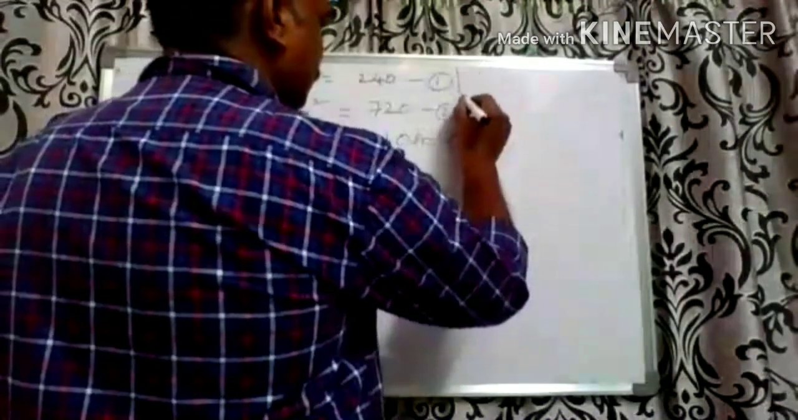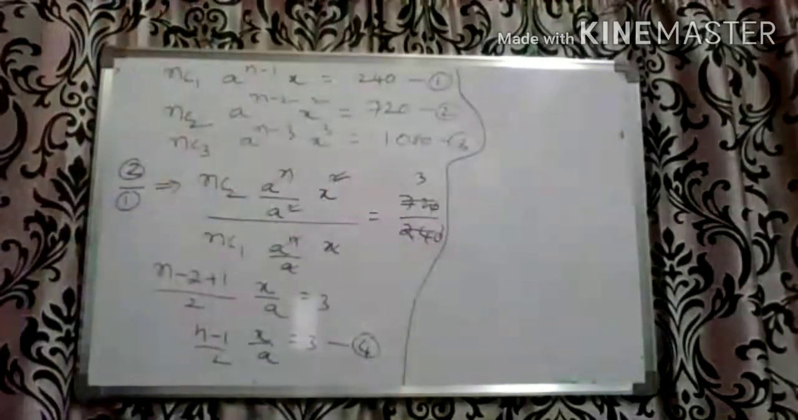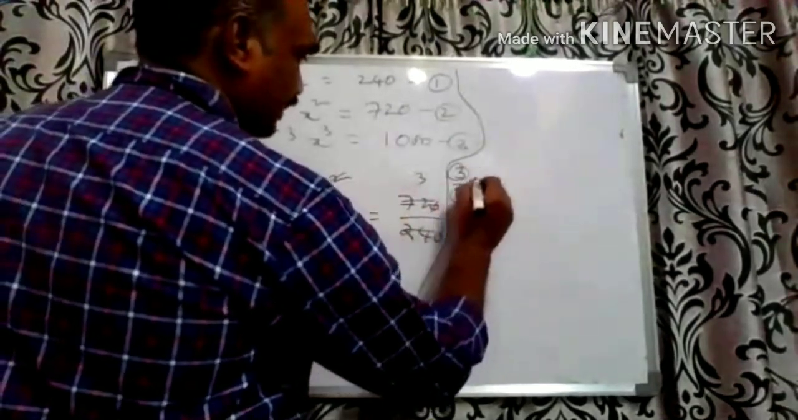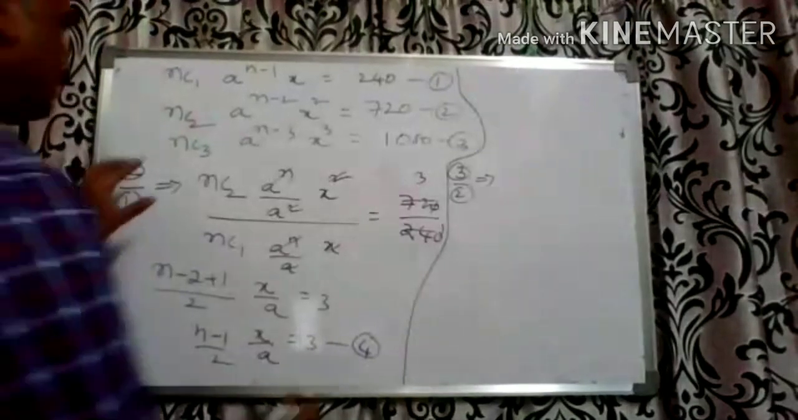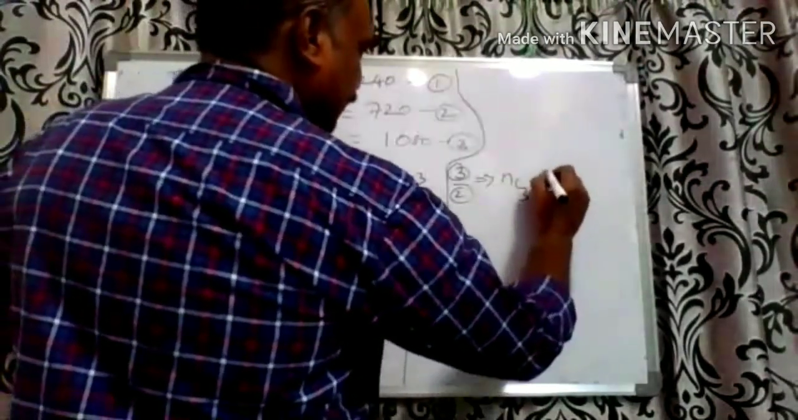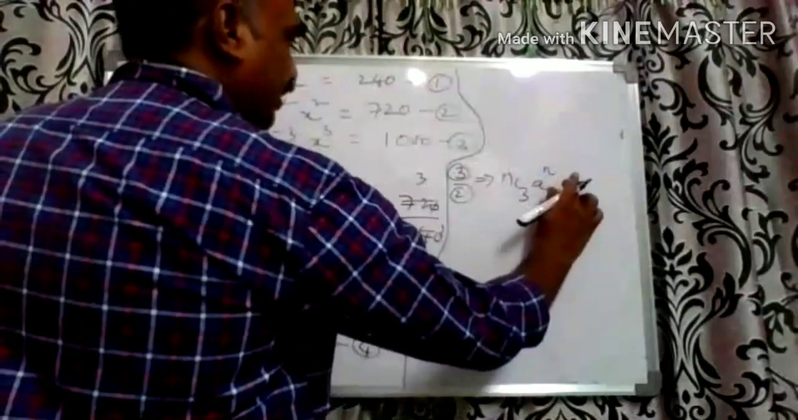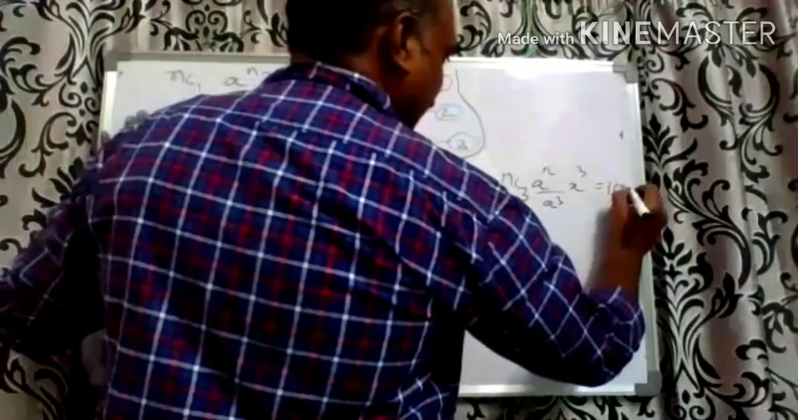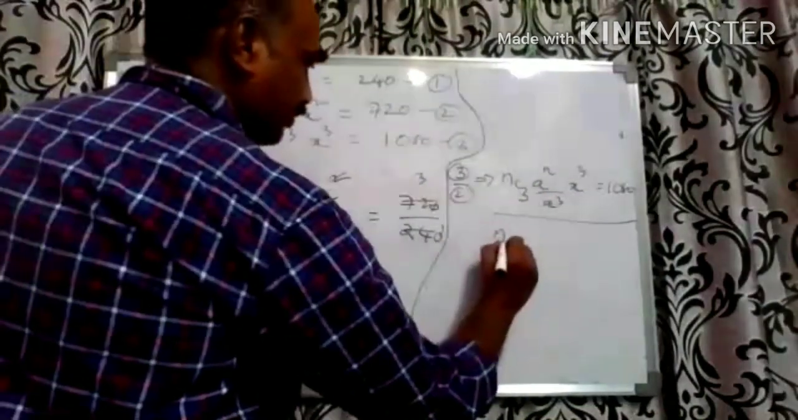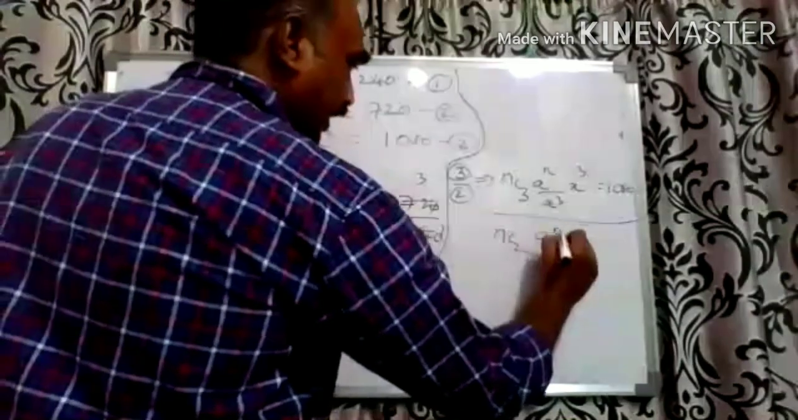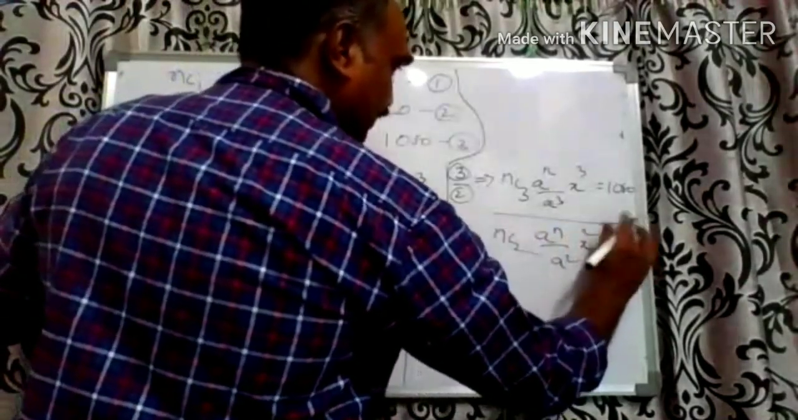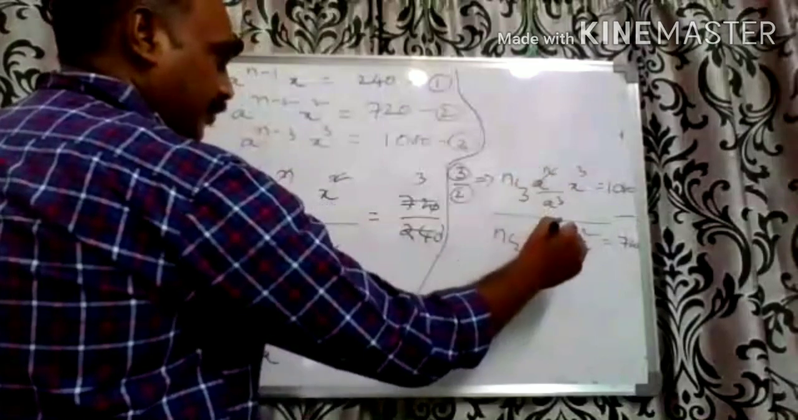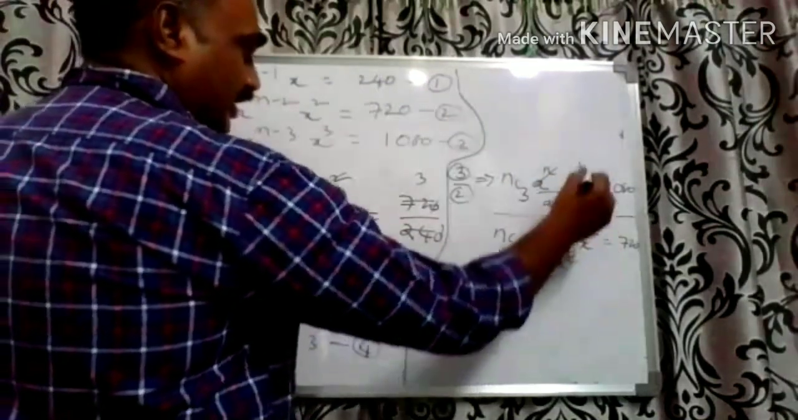Next, the third equation by the second equation. 3 by 2: the third equation nC3 a^(n-3) x^3 is equal to 1080, by the second equation nC2 a^(n-2) x^2 is equal to 720. The same a^n, one a, and x^2 with x cancel.